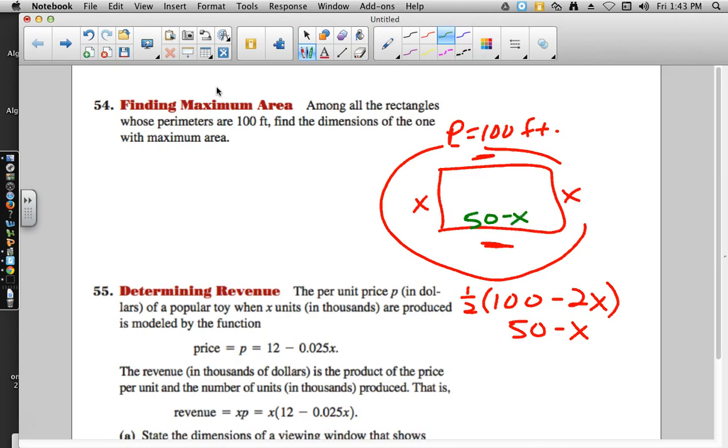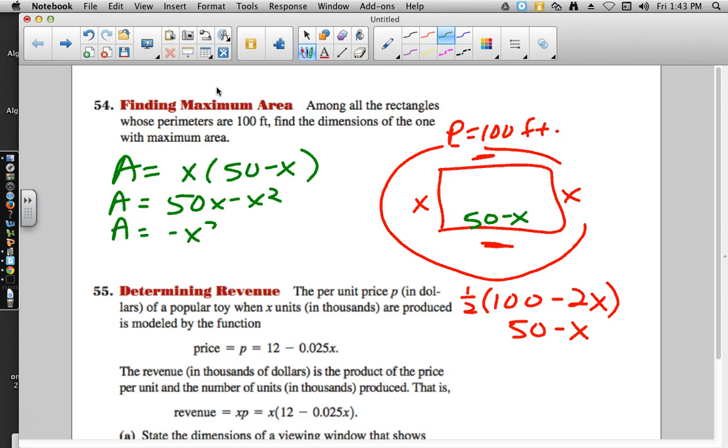And then I start thinking about maximum area, and area is length times width. So x times 50 minus x, and then that will give me 50x minus x squared, which is going to be negative x squared plus 50x. And if I want the maximum area, what I'm really looking for here is the vertex. So by hand, we would do x equals negative b, so negative 50, over 2 times a, which is negative 1, and that would give me 25 feet.